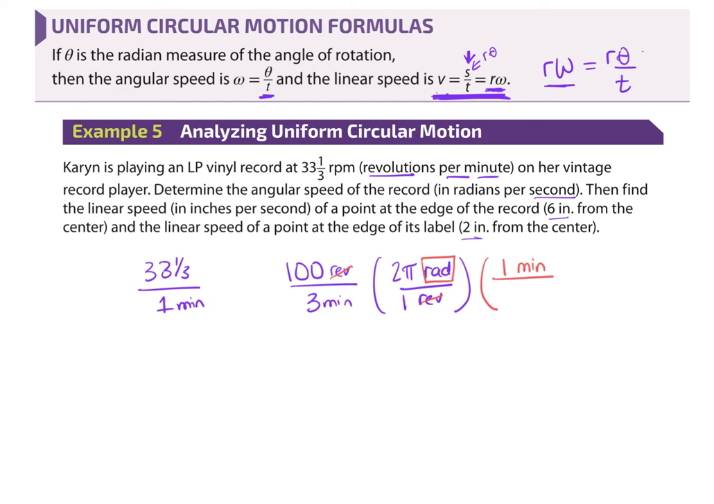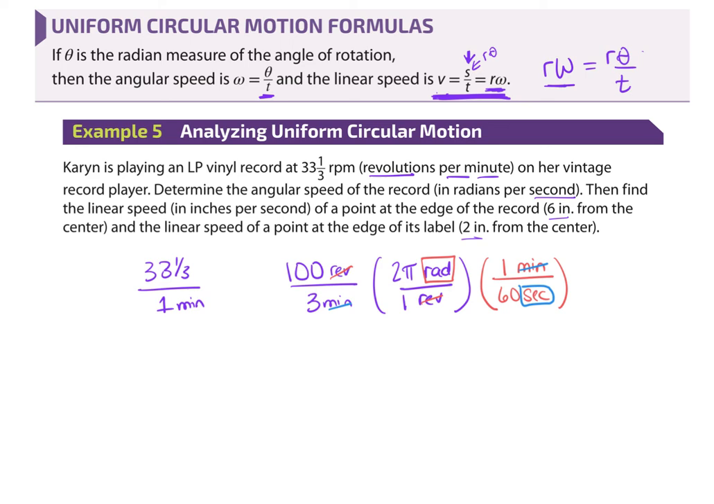What is the number of seconds per minute? So this will be 60 seconds. Now I double check and say, okay, that will cancel out my minutes and that will give me radians per second. That is what I want. Radians per second. So this will represent my angular speed.